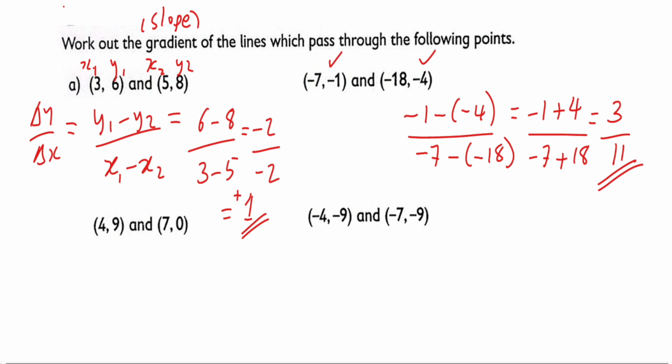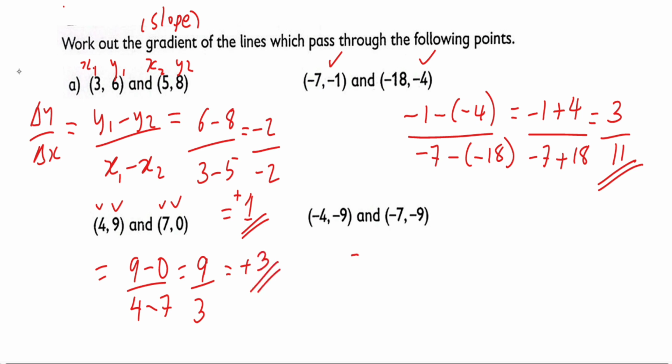Now let's try the other 2 questions out, but you can pause the video and do it by yourself. Come on. Now for the other one, you basically do the same thing, which is 9 minus 0 over 4 minus 7. So this gives you 9 divided by 3, which is plus 3. So this is your answer.